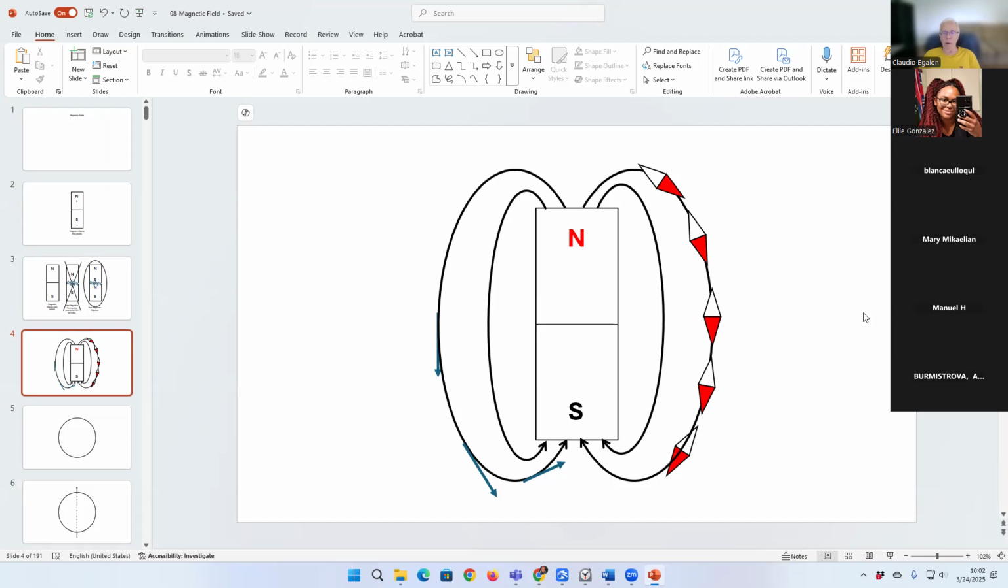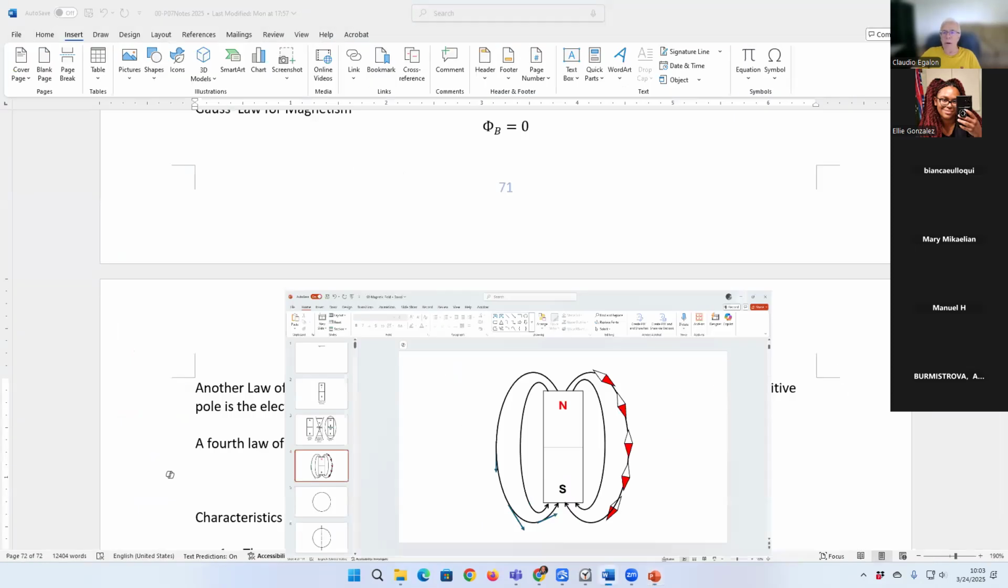If you put a compass needle nearby, you're going to see that the needle is going to behave like that. The needle is going to point tangent to the magnetic field lines. Here, the center of this compass is positioned tangent to the magnetic field lines. And the north pole of the magnetic needle points towards the south pole of the magnet. And the reverse is also true. Okay, let's write it down.